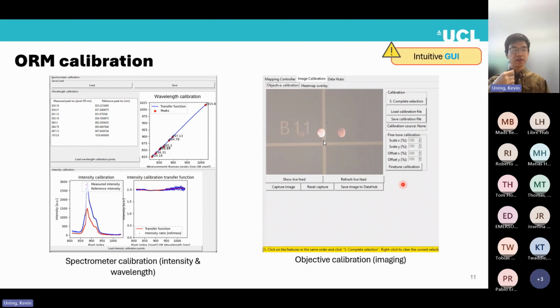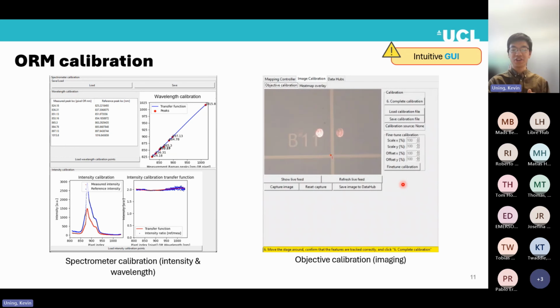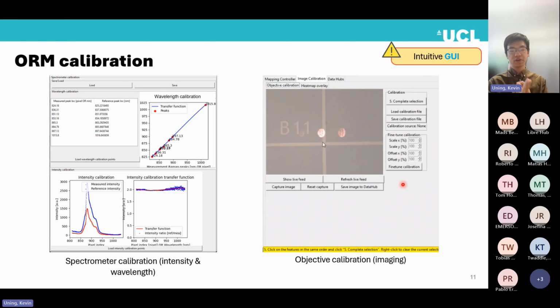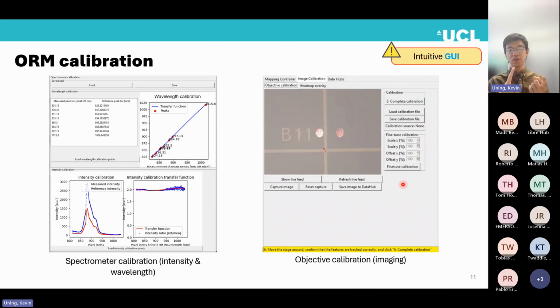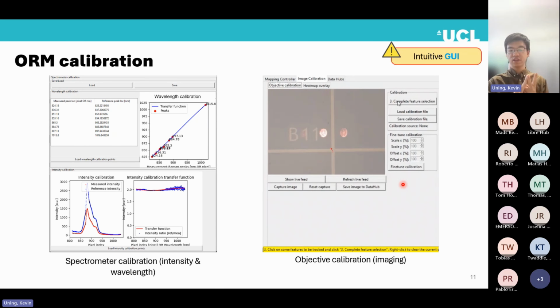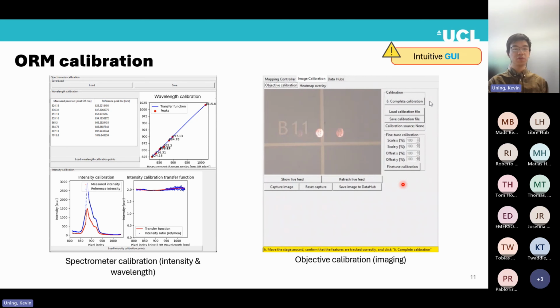So another key feature that is required in most, I would say all, Raman microscopes is calibration, and we have taken this seriously in the sense that ORM supports two main calibrations: the spectrometer calibration as well as the objective calibration. The spectrometer calibration is implemented to ensure that the wavelength that is reported, as well as the intensity that is reported from the spectrometer, is repeatable between different measurements of different groups and of different days.